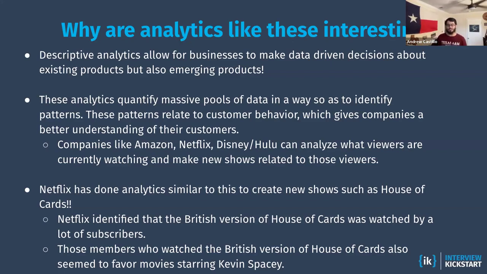And Netflix has done something very similar to this. Back in 2011 or 2012, they used their analytics to look at their data and create new shows such as House of Cards. Netflix identified that the British version of House of Cards was really well watched by a lot of subscribers. Everyone really liked it. And they found there were correlations between people liking the British House of Cards and favoring movies that starred Kevin Spacey, excuse me. So Netflix realized there were correlations here.